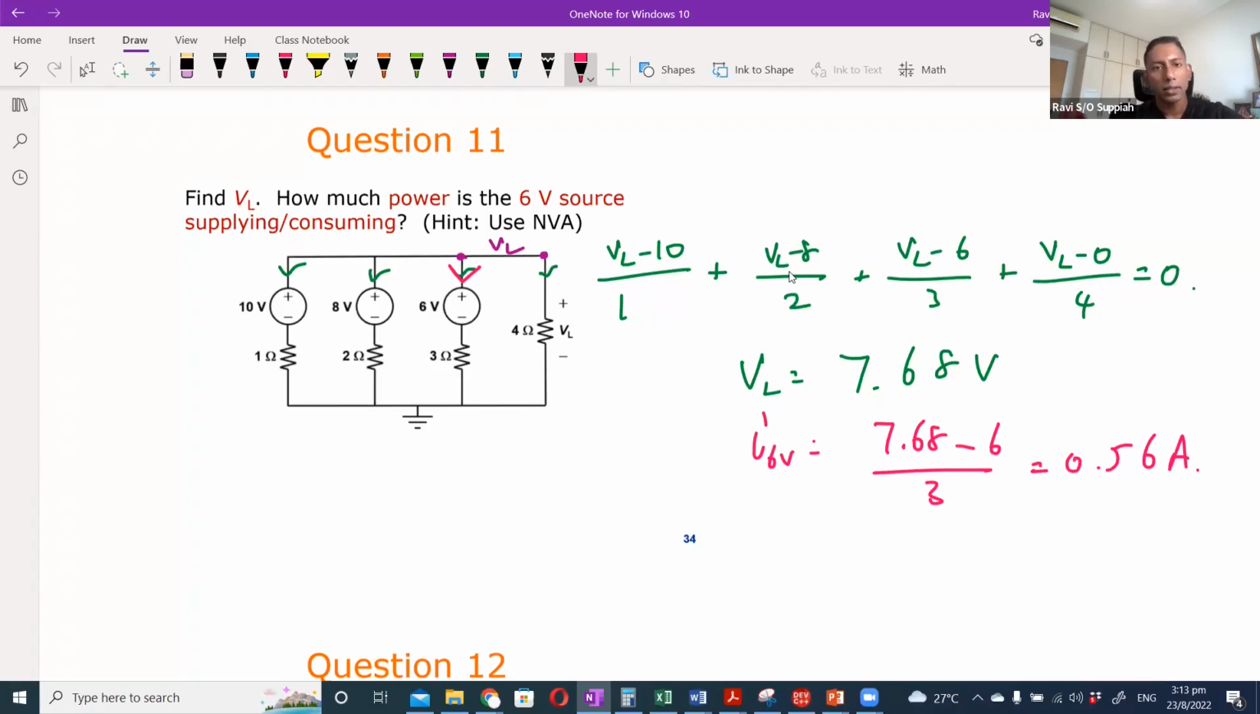If current is flowing into the positive terminal of a device, then we say it is absorbing power. If current is flowing out of the positive terminal of a device, then you say it is supplying power. In this case, current is flowing into the positive terminal, so it is consuming or absorbing power. So how much power? That is VI, so 6 multiplied by 0.56, which should be 3.36 watt.